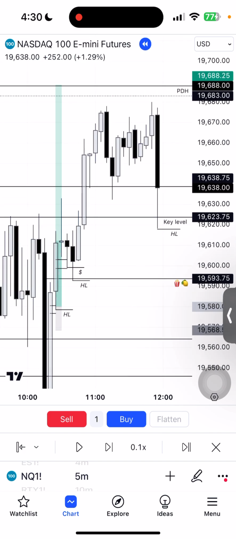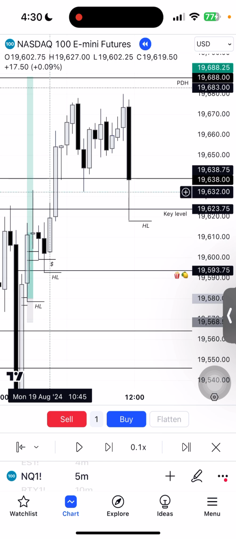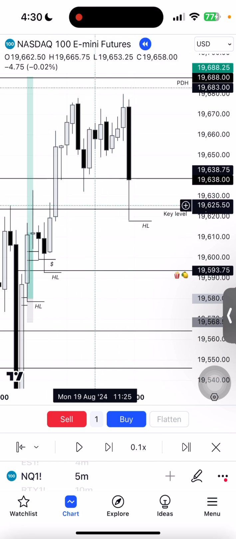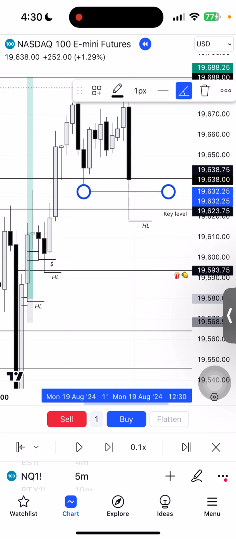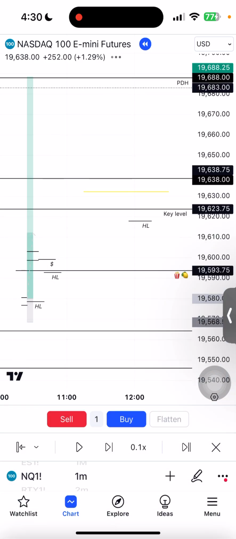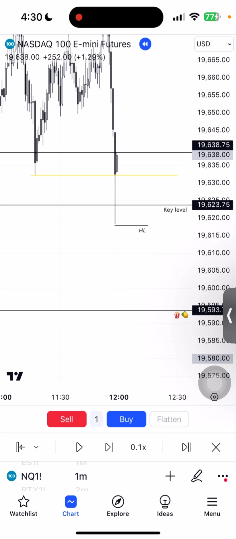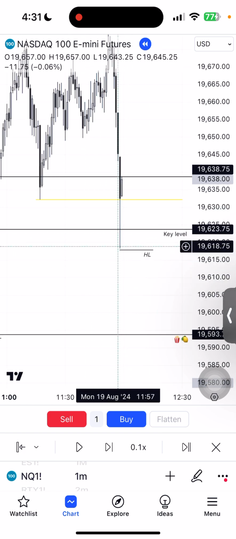So in this case here, we have this 1050 imbalance. Also, price is coming down into this imbalance at a key level, grabbing some money here. Let me just put this yellow. And then back down to the 1 minute. This is very bullish here. I want to be buying this here.